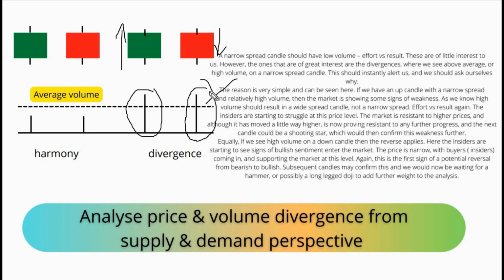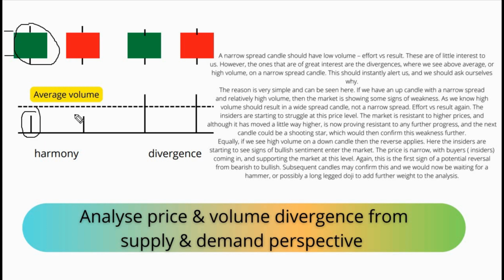So this is indicating there is a divergence. Here the volume is less than the average volume and prices have moved very narrowly. Here also the same, prices have merely moved from here to here, which is in accordance with the volume. The volume is low and the price movement is also very low here. But what is happening here, the volume is high but the price movement is very low.